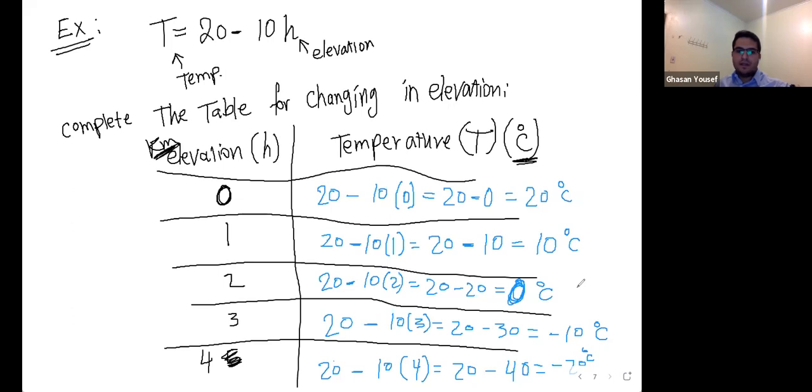Okay, another question, question number 2 for this formula. Can you go to the next slide? Any questions for question number 1 for this formula?